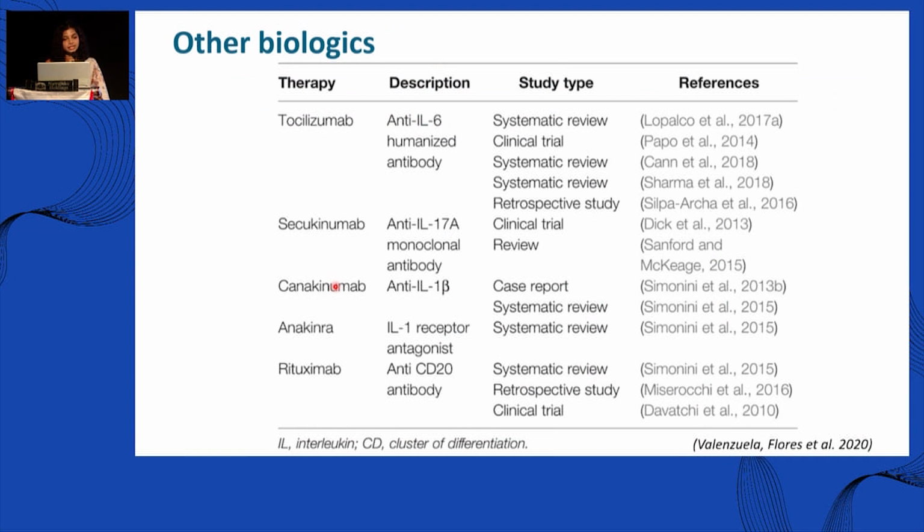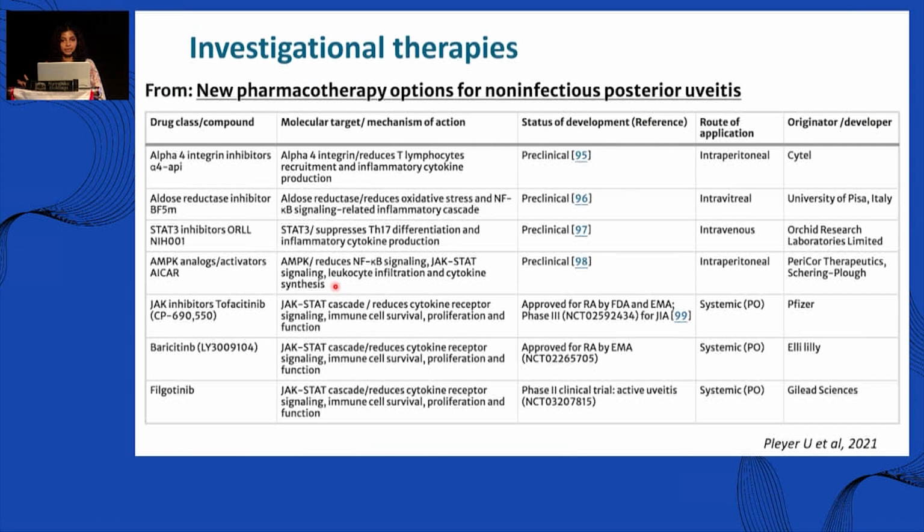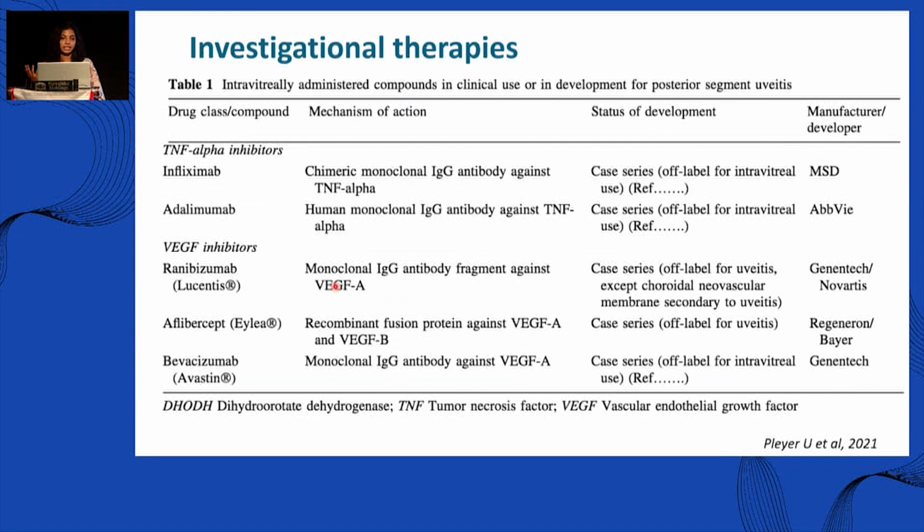Other therapies, as I told you, tocilizumab, secukinumab, anakinra, rituximab have been used. Not a lot of evidence, but we know that this is a heterogeneous disease, so these can also work. So other things like, as I told you, JAK inhibitors are coming in. Certain antibodies have been tried as intravitreal treatments as well.